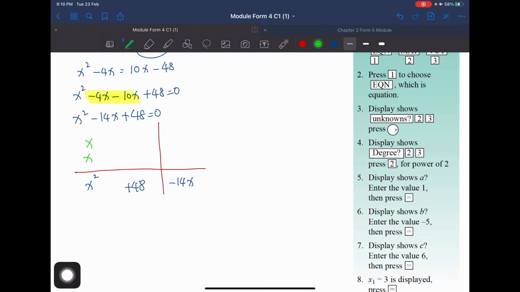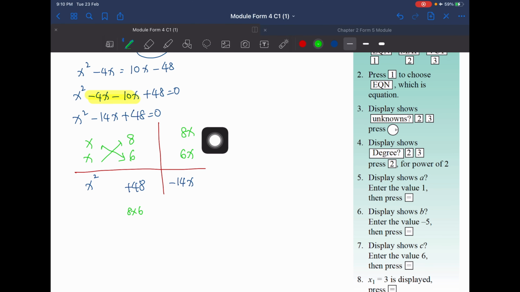You get 48, 8 times 6, right? Okay, so 8 times 6, kalau tambah 8 tambah 6 jadi 14. So this is the correct one. So you can write 8, 6, and then cross multiply. So 8x, 6x. How can you make these two numbers to become negative 14? So it means you must have negative 8, negative 6.